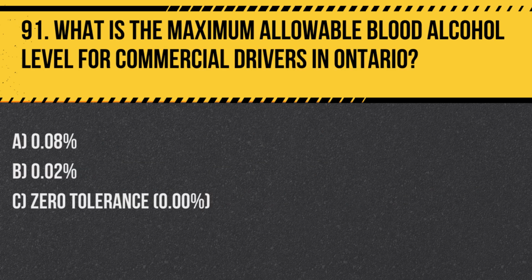Question 91. What is the maximum allowable blood alcohol level for commercial drivers in Ontario? A. 0.08%. B. 0.02%. C. Zero tolerance 0%. Answer. C. Zero tolerance 0%. Commercial drivers are held to a higher standard to ensure public safety on the roads.